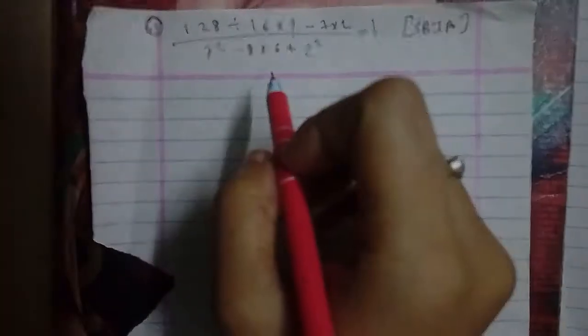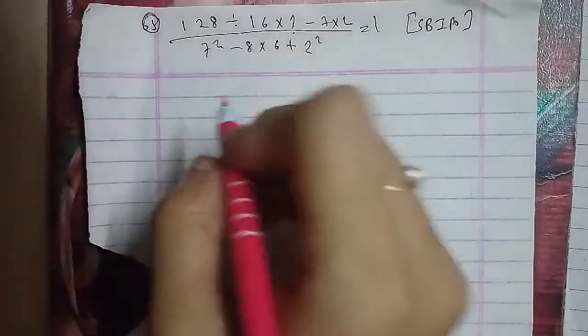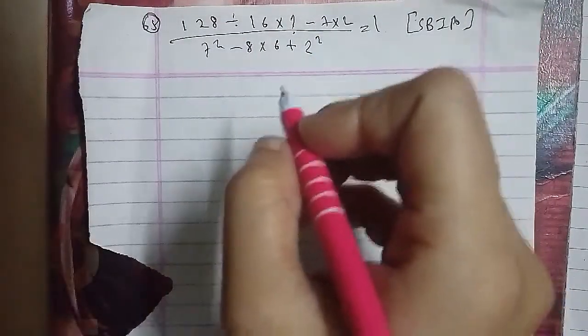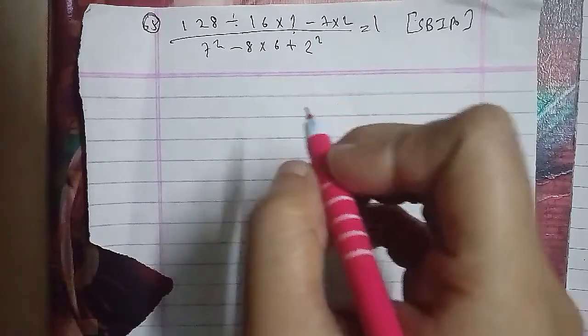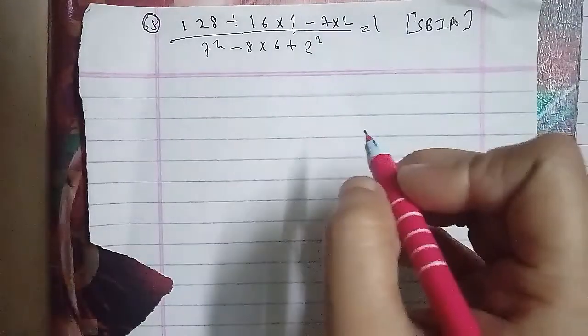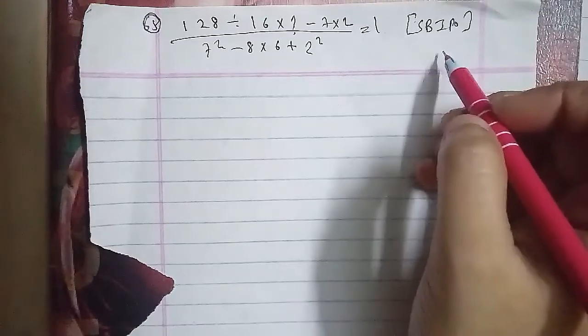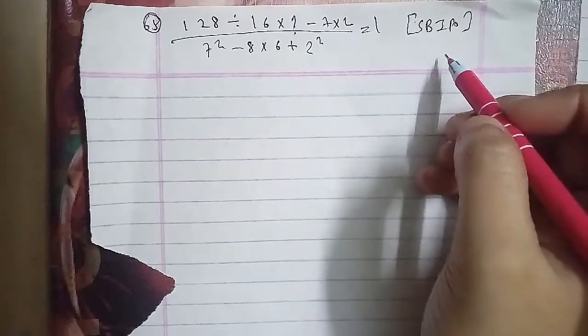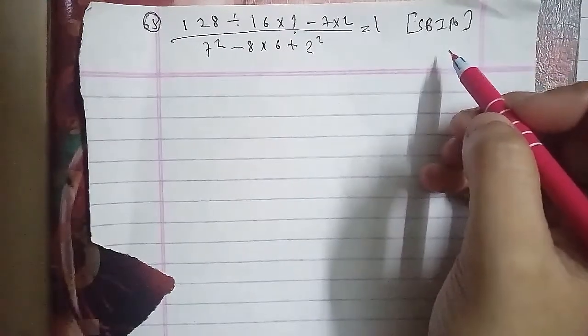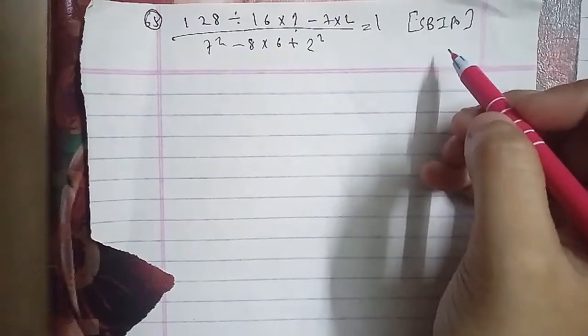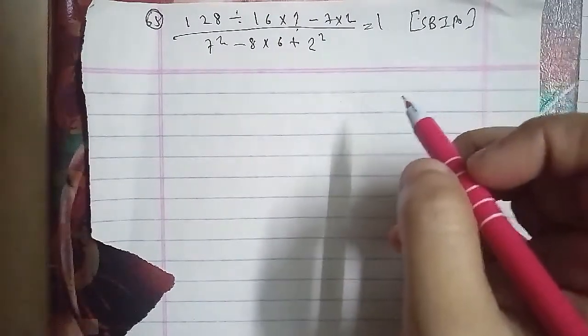The options for this are as follows: option A is 3, B is 14, C is 16, D is 17, and E is 18. This has been asked in the SBI PO question paper, and we'll solve it out.